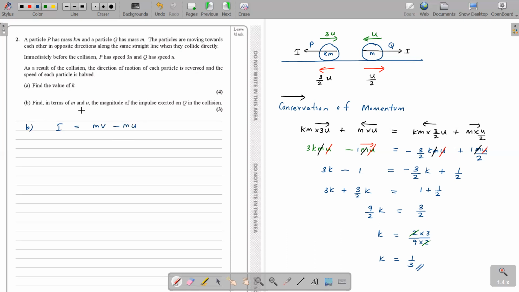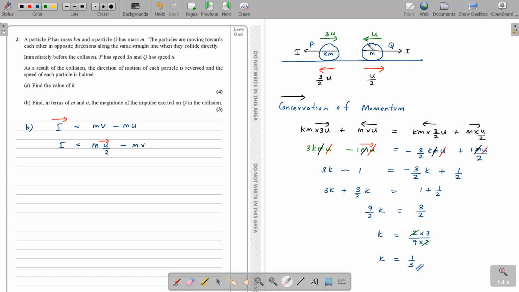So then choose a positive direction again. My impulse is positive in this direction, to the right. So I'll use the right direction as positive. So I equals, what's the mass? Mass is m. Final velocity is u over 2, which is in the positive direction, right? Yes. And minus m into the initial velocity.